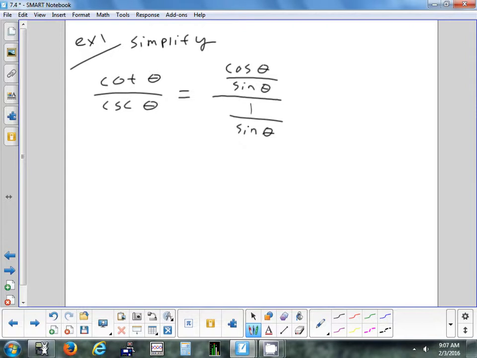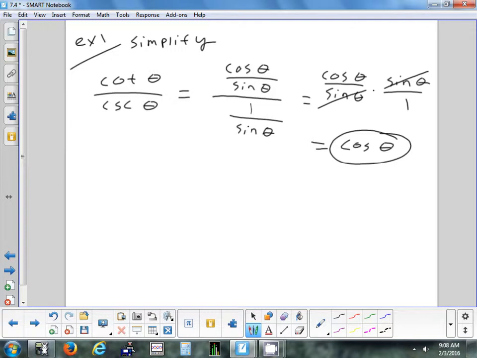Now we have two fractions with the same denominator, and we're dividing them, so the denominators cancel. Or, if you don't like to think of it that way, some people think of when you divide a fraction by a fraction, you flip the one in the bottom and multiply by the one in the top. Either way you think about it, what ends up happening is the sines cancel. And once the sines cancel, what am I left with? Cosine.